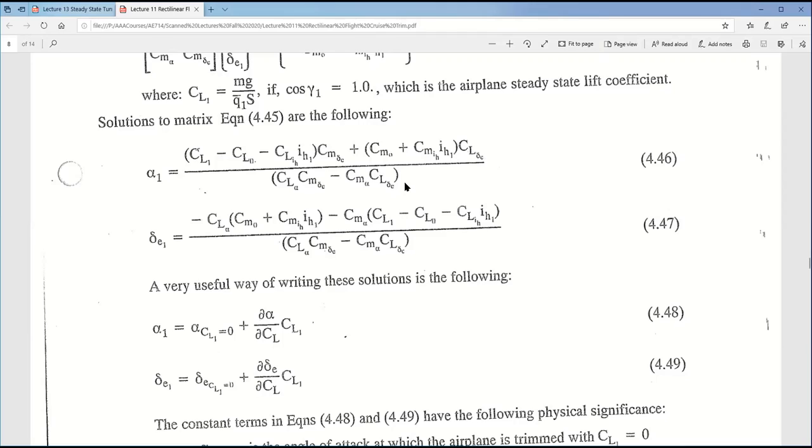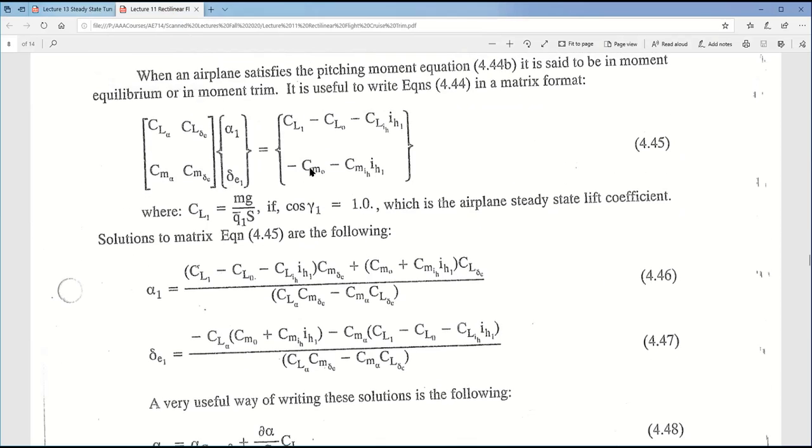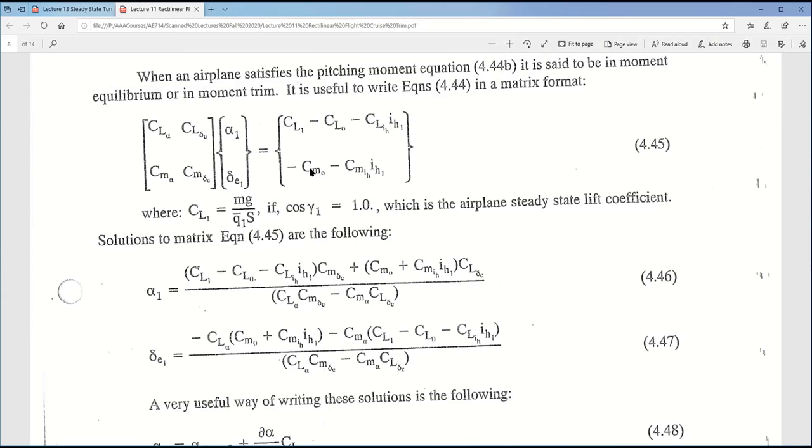So we're going to do that here. These are the equations for cruise flight. Here's steady state turn. Maybe I need to get them lined up better, huh? Let's move this down, make it bigger.